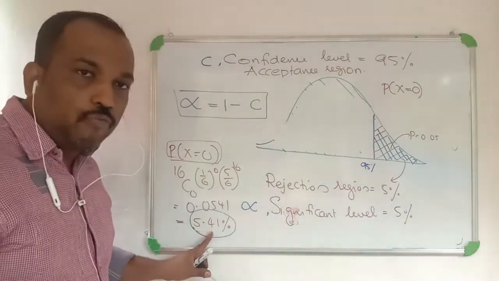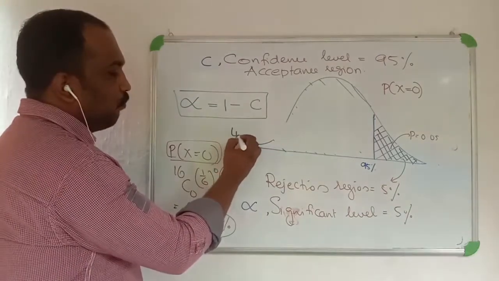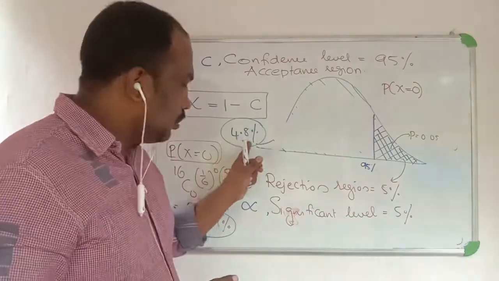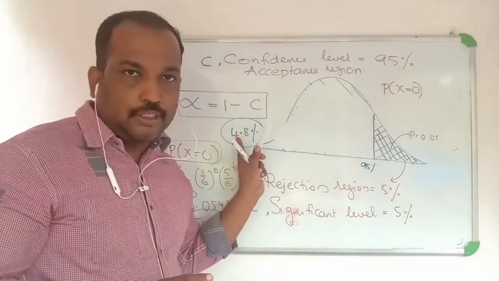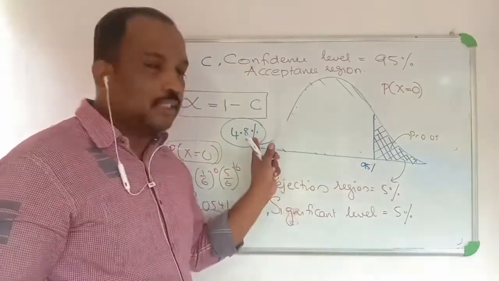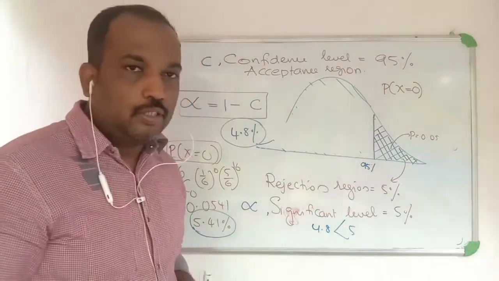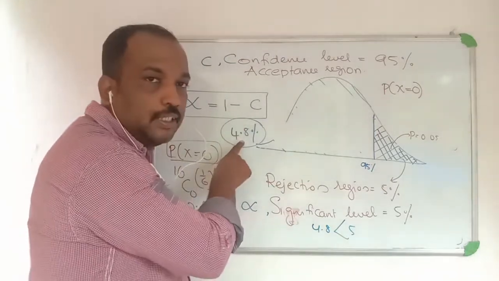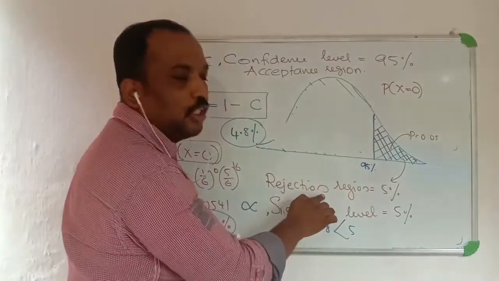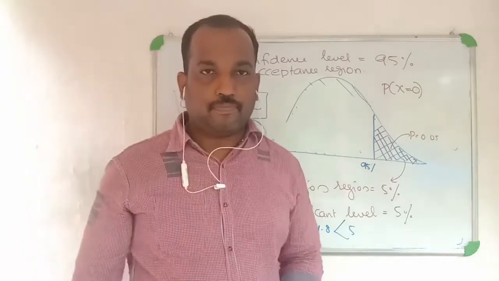You got 5.41%. Instead of this, suppose you got the probability as 4.8%. You know 4.8% lies within 5%. It's smaller than 5%. So there we can say 4.8% is lying within the significant level, or it lies within the rejection region. So there we can reject the actual claim.